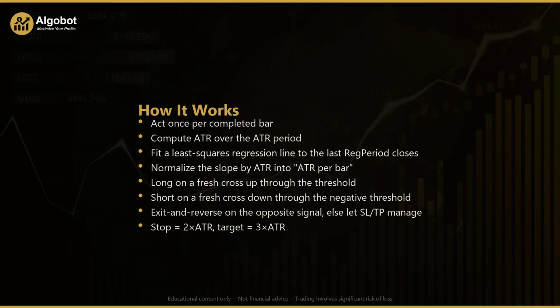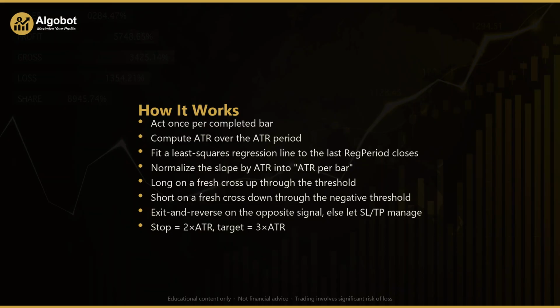Now comes the key condition. The strategy remembers the previous bar's normalized slope and compares it to the current one. A long signal appears when the reading was below the threshold on the prior bar and has now risen to meet or exceed it. A short signal appears when the reading was above the negative threshold before and has now fallen to meet or drop below it. Because it requires that fresh cross, the strategy signals once as momentum shifts, rather than repeating while the slope simply stays strong.